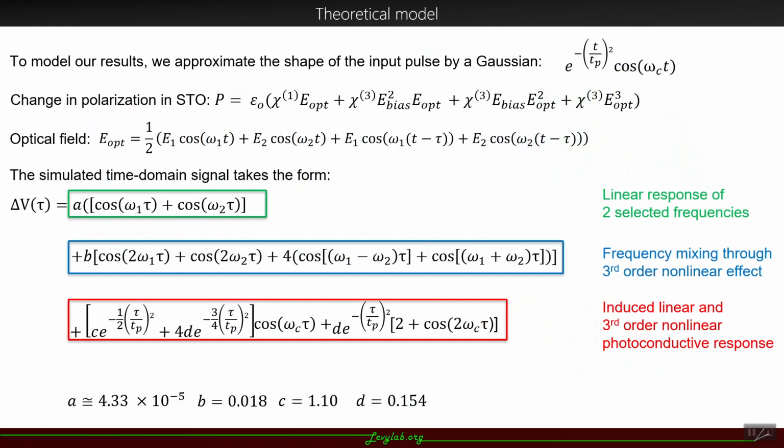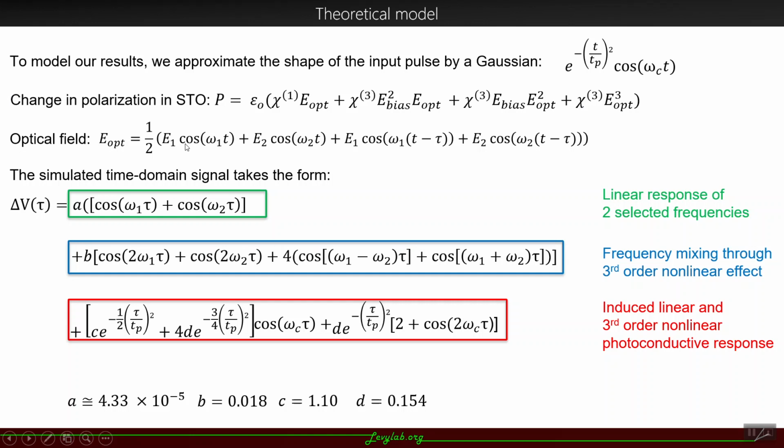But in order to model our results and define which components really contribute to this response, we approximate the shape of the input pulse by a Gaussian, where Tp is the temporal width of the pulse and omega c is the center wavelength. The change in the polarization of the STO is, as I showed before, so we have our linear response and then three third-order nonlinear terms.